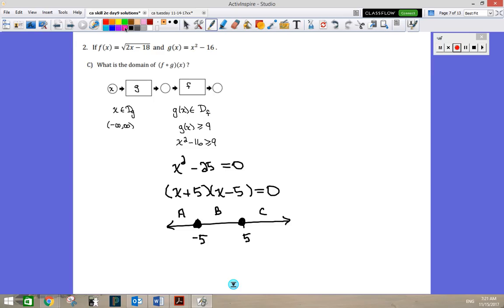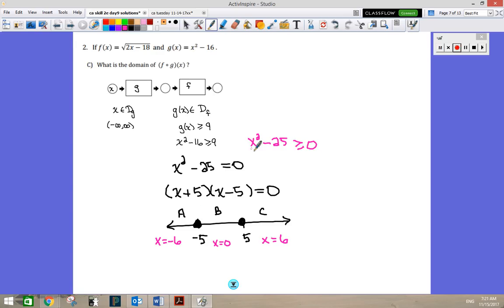And so now we have to say, well, if x were, say, negative 6, I just randomly picked a number that was smaller than negative 5. Whenever possible, I'll pick 0 because it's easy to do arithmetic on. And then I'll pick positive 6 to be in this region C. These are representatives of each of these regions. Let's write this as x squared minus 25 greater than or equal to 0.